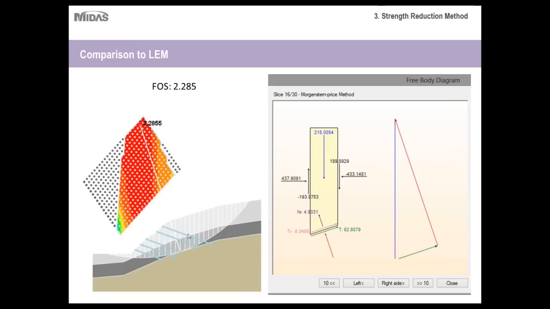And also, if you double click on just the slices themselves, you can get the forces acting on each of them if you want to double check.